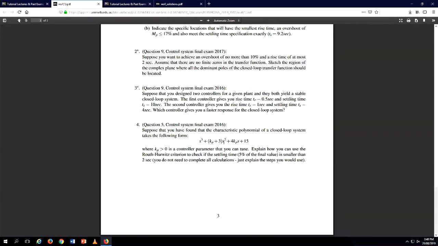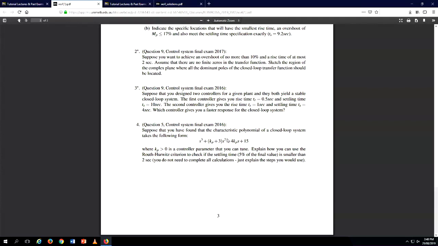So I want to see how you think, right? I want to see whether you can figure out this one. So what you are asked here is, suppose that you have found that the characteristic polynomial of the closed loop takes this form, right? Where Kp positive is a controller parameter that you can tune. So think about this polynomial as a denominator of the overall transfer function.